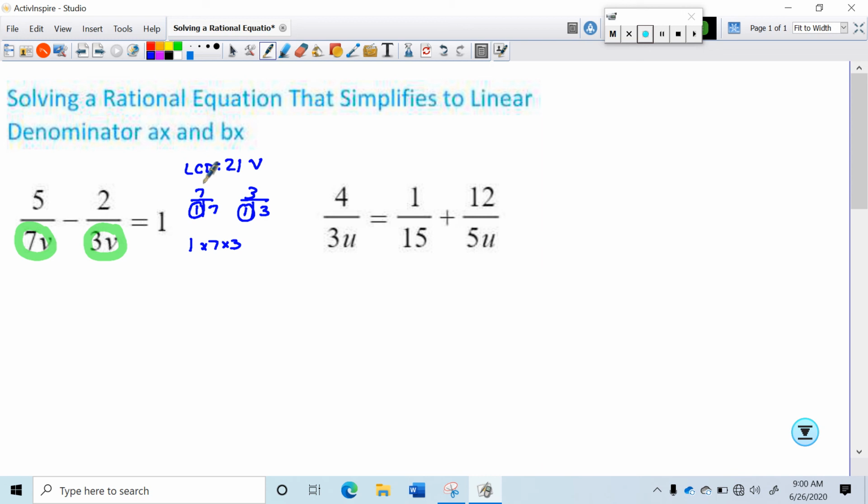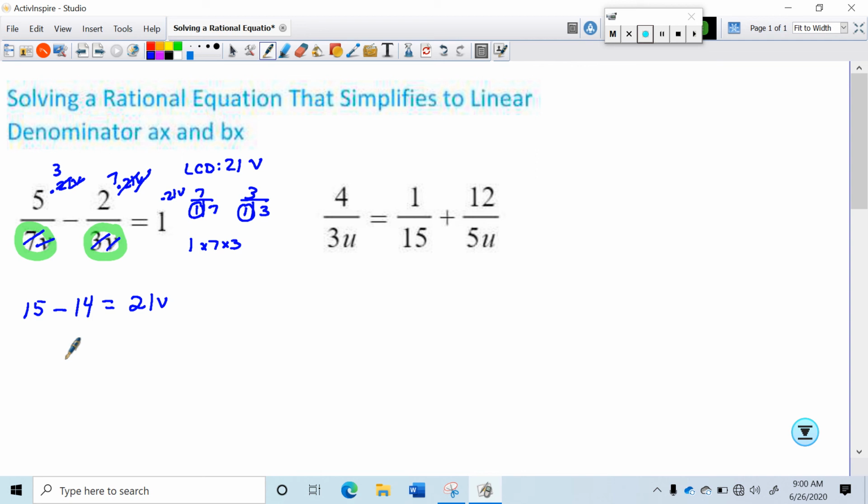If I were going to add these together, it would be 21v. So I'm going to put that with each term, like this. I'm multiplying. So 21 divided by 7 is 3. And the v on the top cancels with the v on the bottom. So that's just 5 times 3, which is 15. Then I have a minus sign. The v cancels. 21 divided by 3 is 7. 2 times 7 is 14. Equals 1 times 21v is 21v.